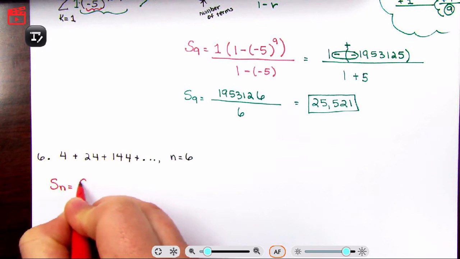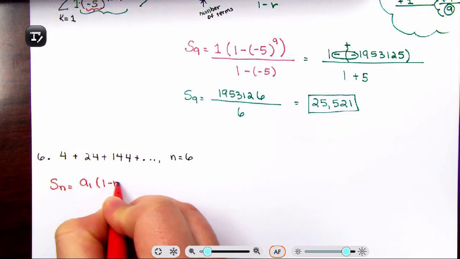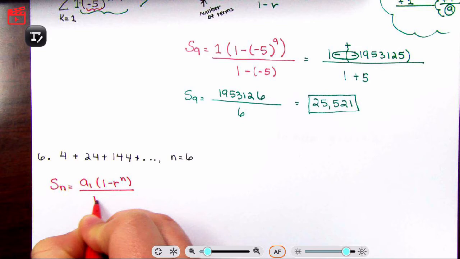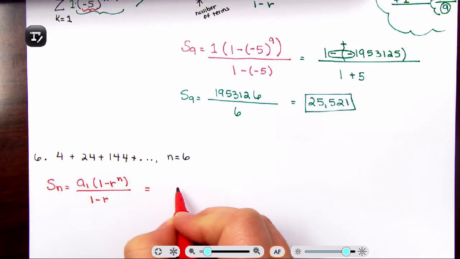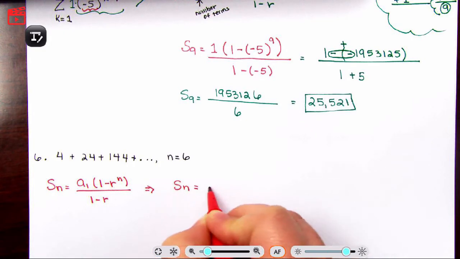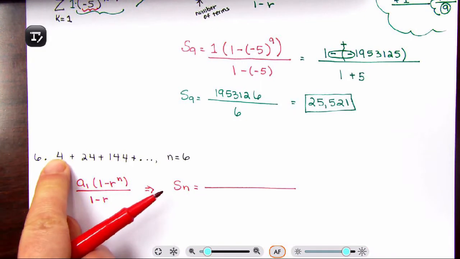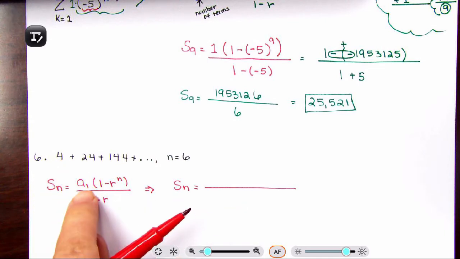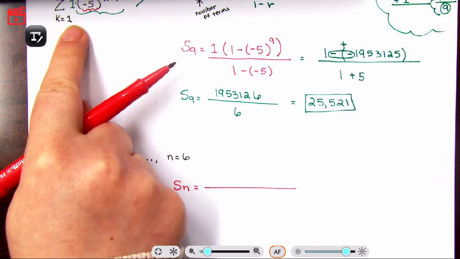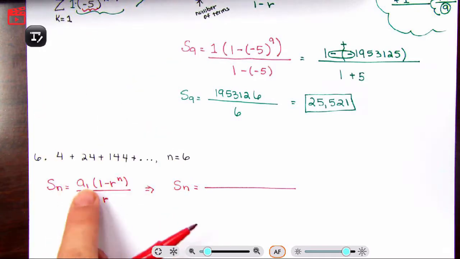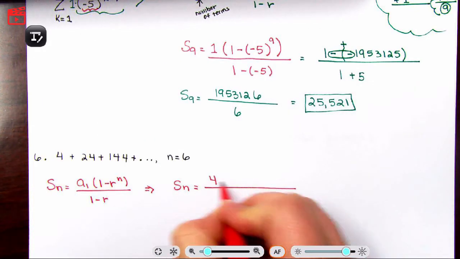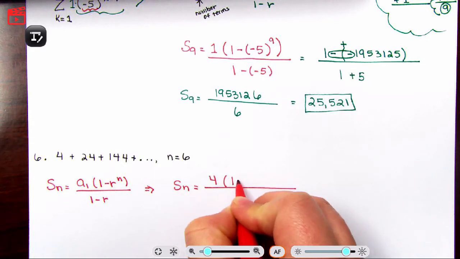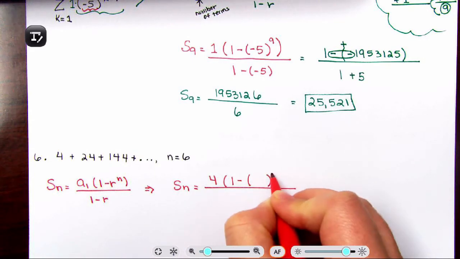S sub n is equal to S sub 1 times 1 minus r to the n power divided by 1 minus r. So I have S sub n is equal to S sub 1. What is S sub 1? S sub 1 is the first term. Again, unless you have a lower limit that is something different than 1, your A sub 1 is just the first term. So 4 times 1 minus r, always put r in parentheses.